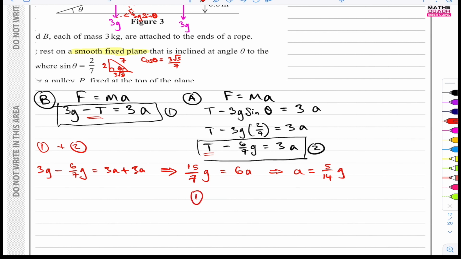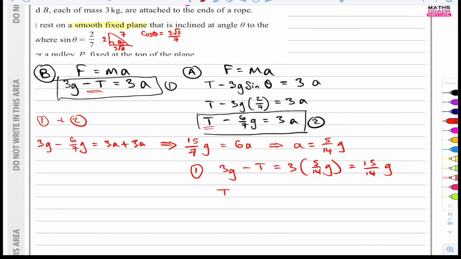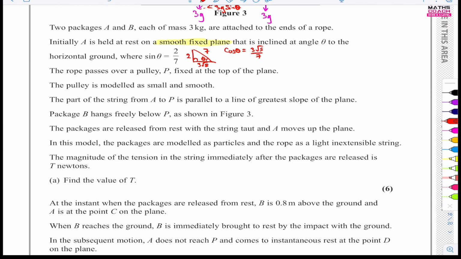I'm going to substitute it back into equation 1. So 3g minus the tension equals 3 times the acceleration, that's 15 over 14g. So if we rearrange and make T the subject, that's 3g minus 15 over 14g. So 3 minus 15 over 14 gives you 27 over 14g, and then if we look at the magnitude, that gives you 18.9 newtons. Okay, so that's the tension worked out.